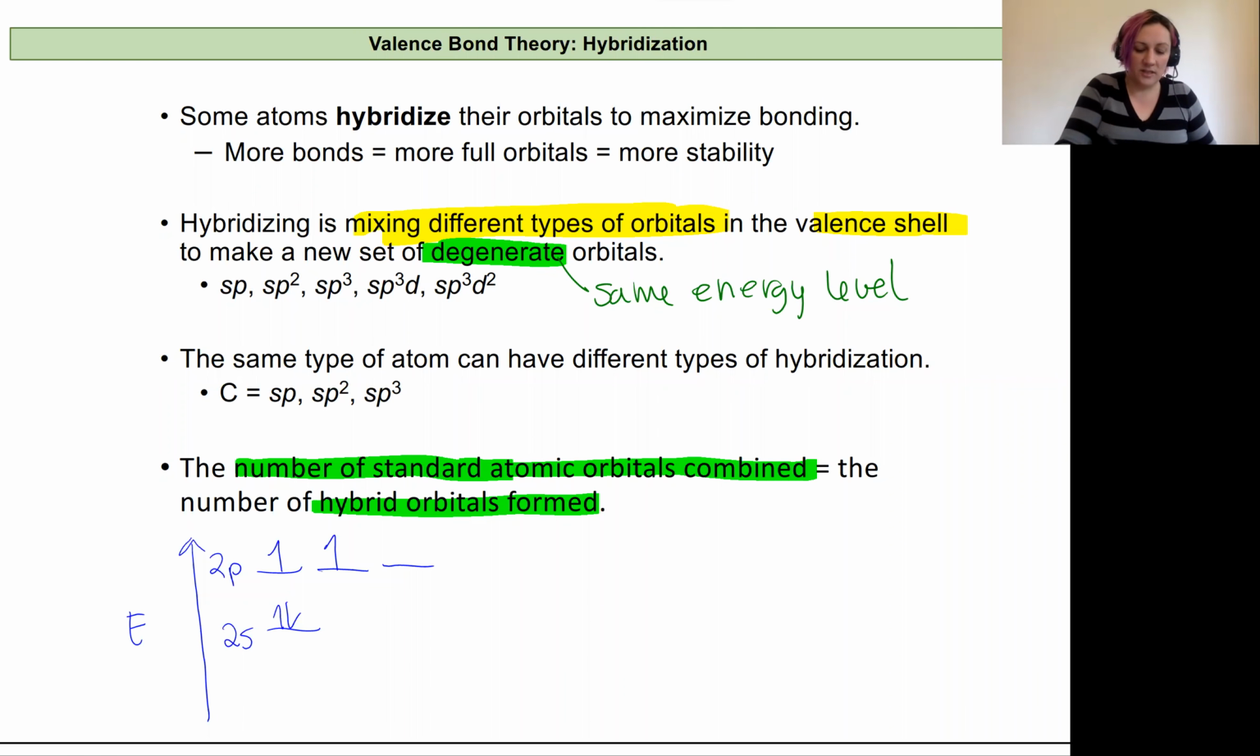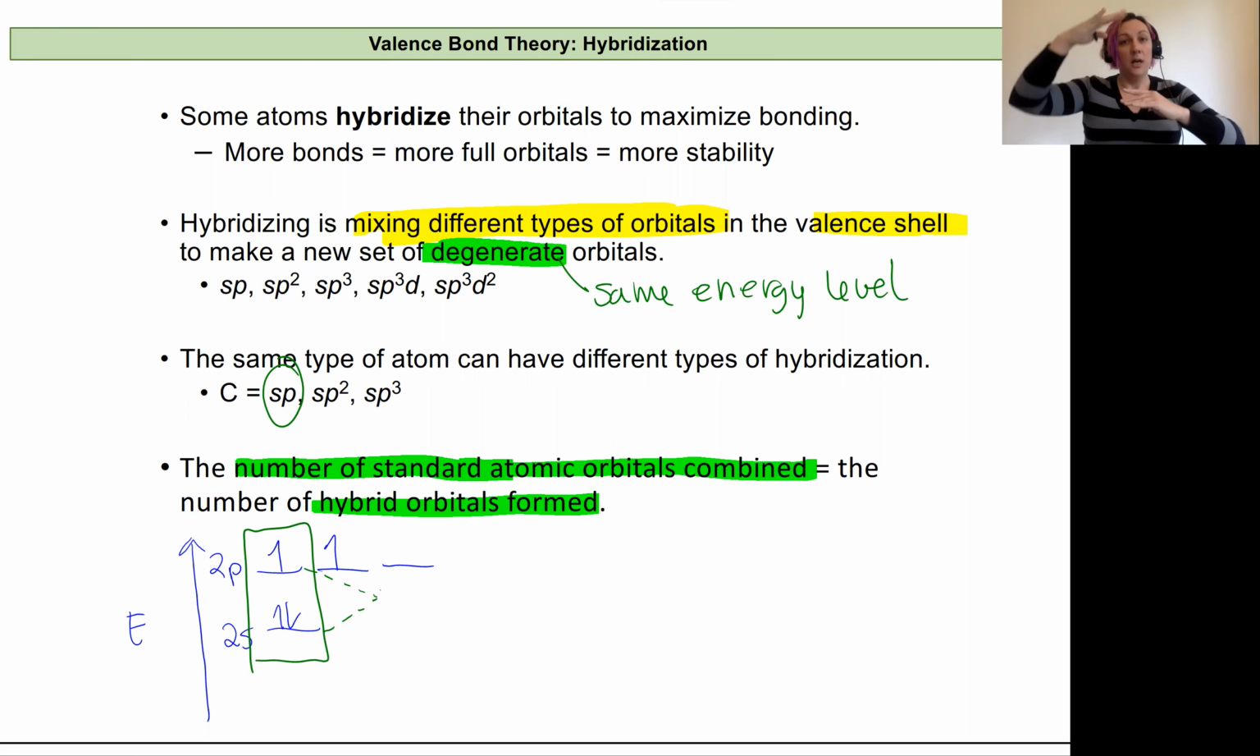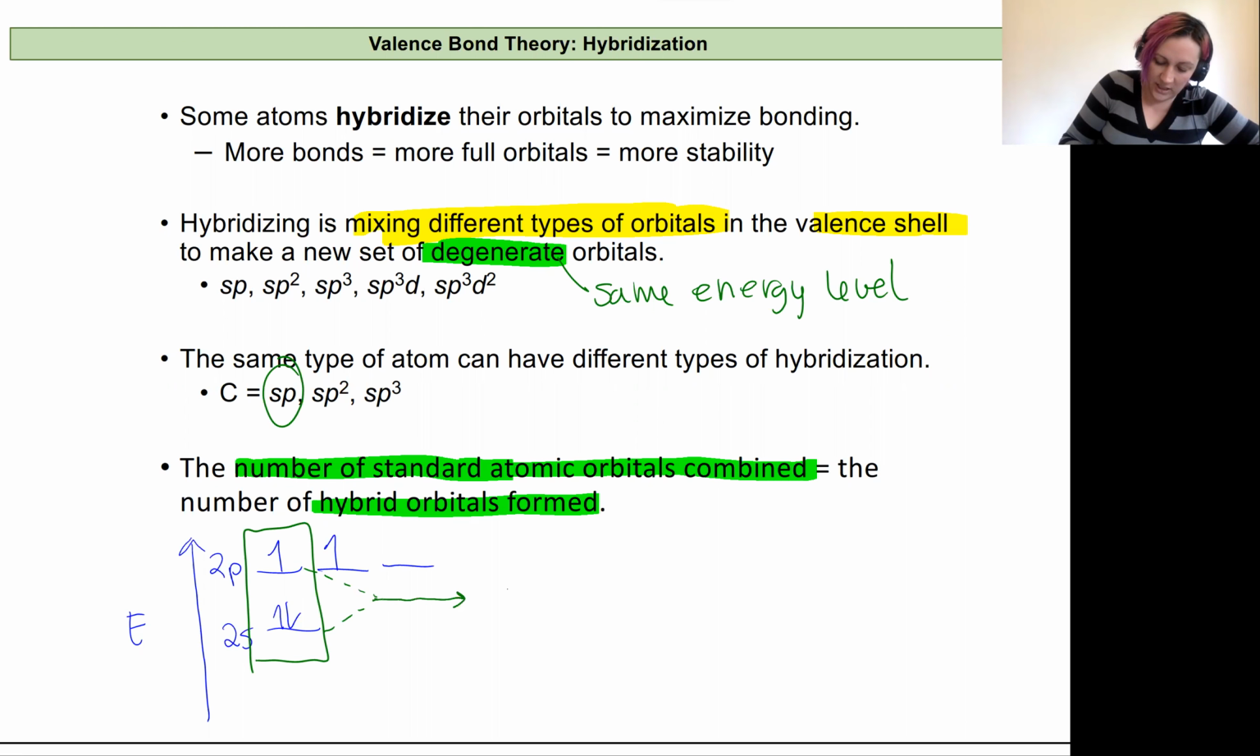So let's just do the simplest, sp. We're just going to take an s orbital and a p orbital, and we're going to hybridize these 2. And when we do that, we're going to have them hybridize at an energy level that's kind of in between the 2. So I'm going to take a higher energy orbital and a lower energy orbital and combine them. They're going to have an energy that lands kind of in the middle, essentially like the average of them. And so this is going to lead to 2 orbitals that are sp hybridized.